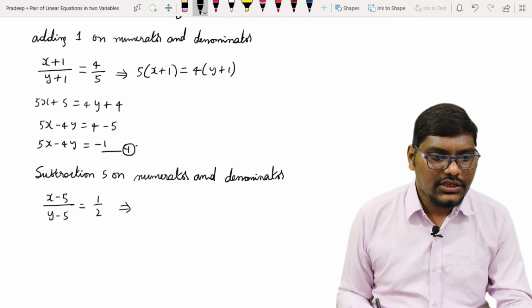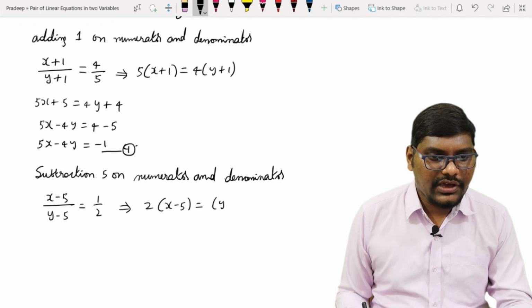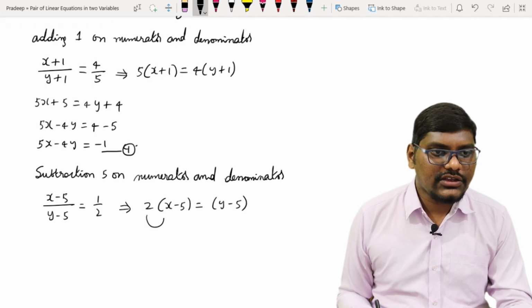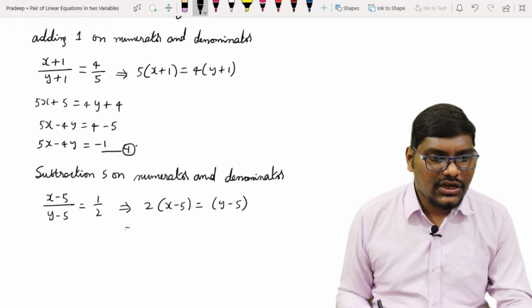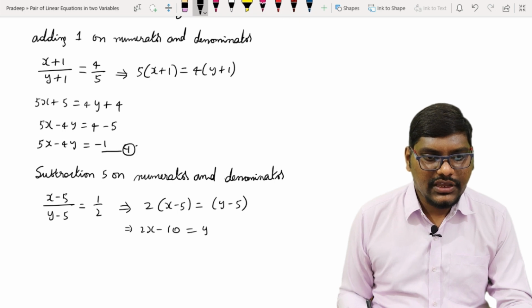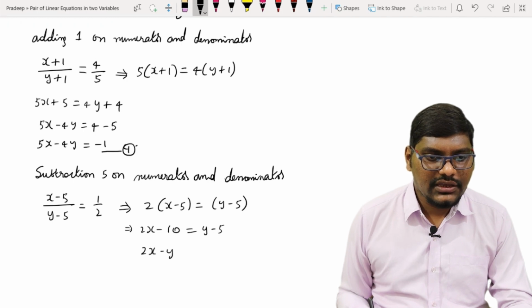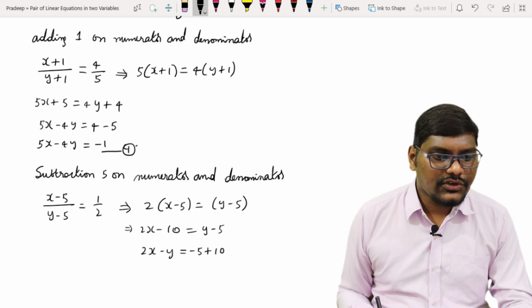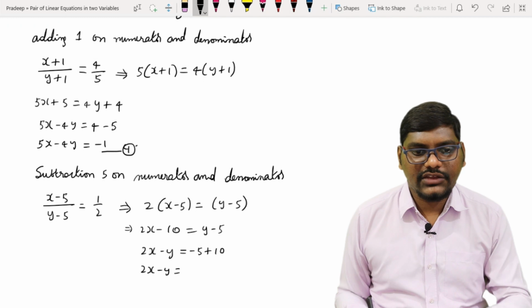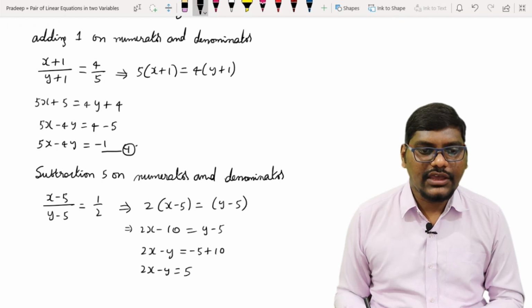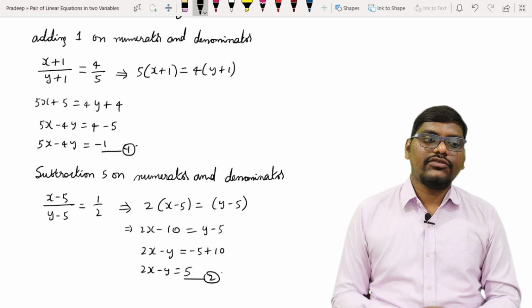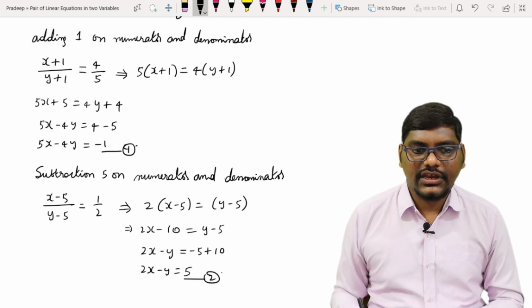Let's cross multiply. I'll get 2 into (x minus 5) equal to 1 into (y minus 5), which is y minus 5. Taking this value inside, I get 2x minus 10, and this is y minus 5. If I bring this y to this side, and the 10 to the other side, it becomes minus 5 plus 10. So I can write this equation as 2x minus y equal to 5. This is the second equation we got.